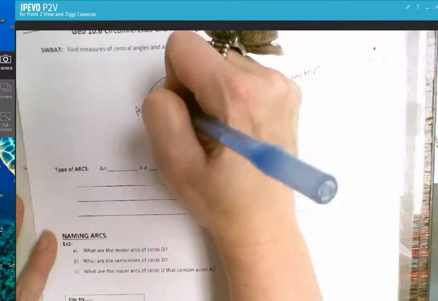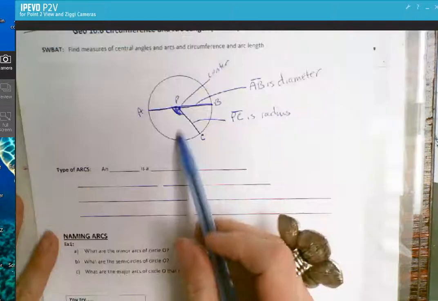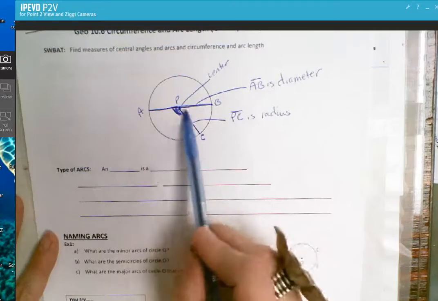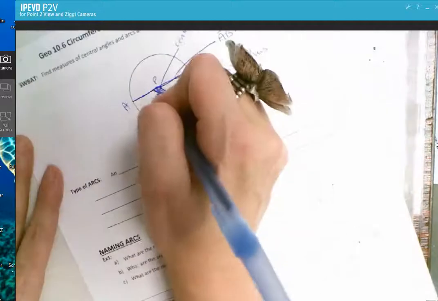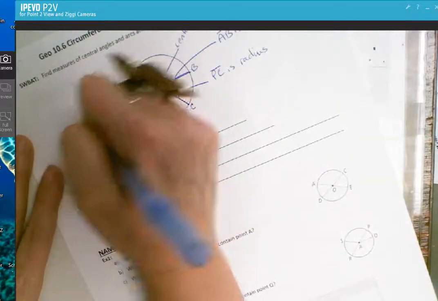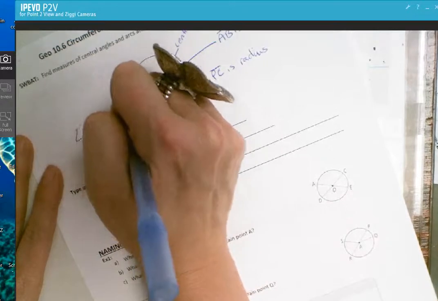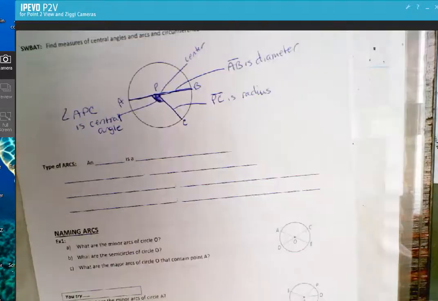And what we might not know is that we've got lots of what are called central angles. So if they come from the center of the circle and encompass an arc around the circle, it's called a central angle. So we know that angle APC is a central angle. Okay, so we're going to use that a lot.